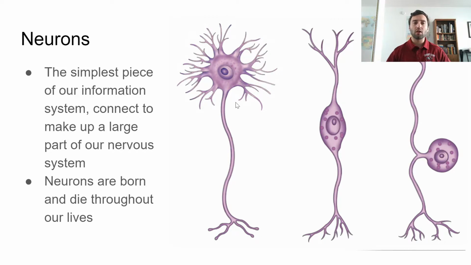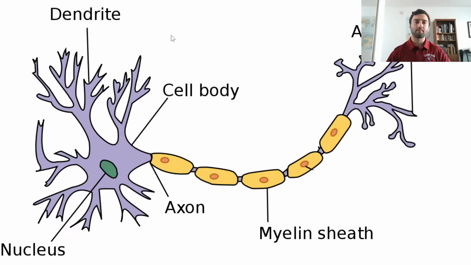Now, one other piece to know that's important for us, and we'll talk about it later with neuroplasticity, is that neurons are born and they do die as we go through our life. So just like skin cells, right? We know that we create new skin cells as we go through our life. The same thing happens with neurons. We don't necessarily have the same neuron for our entire lives.